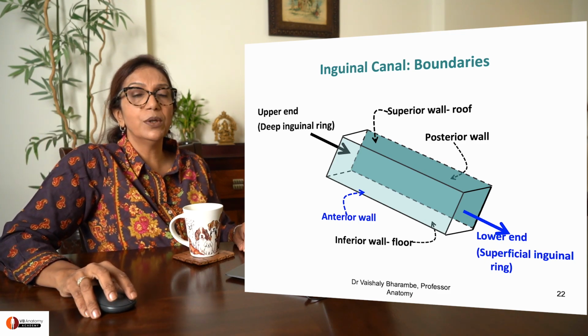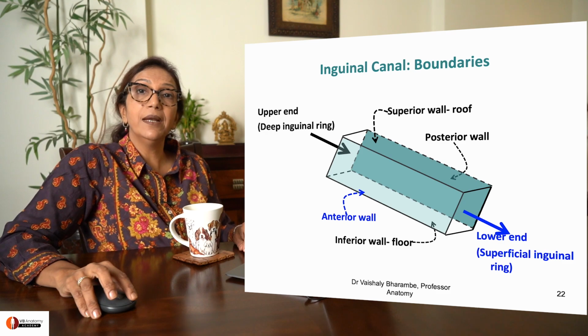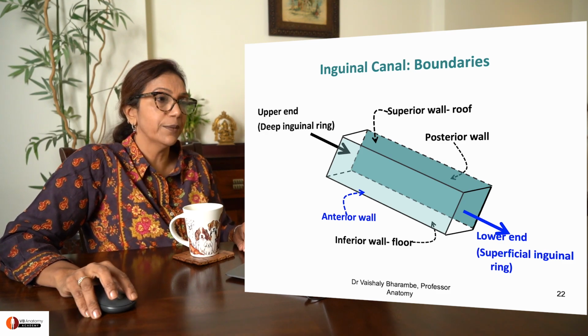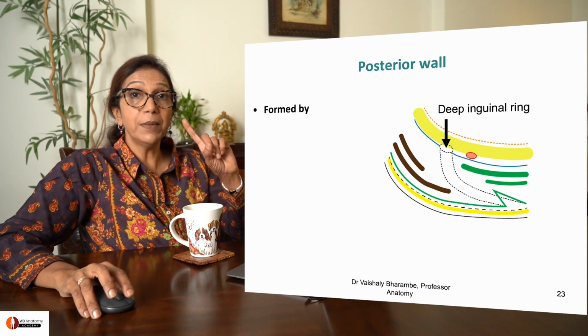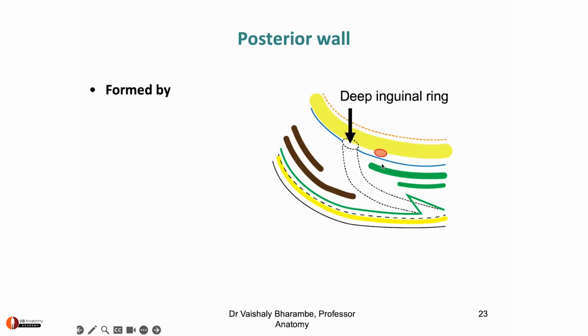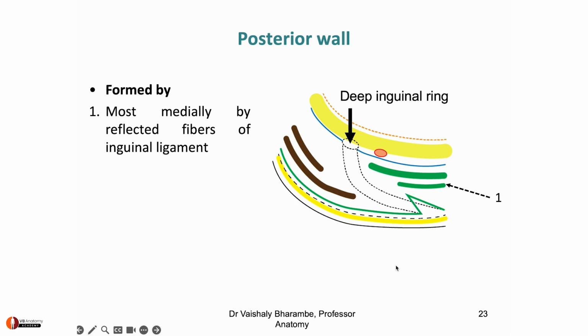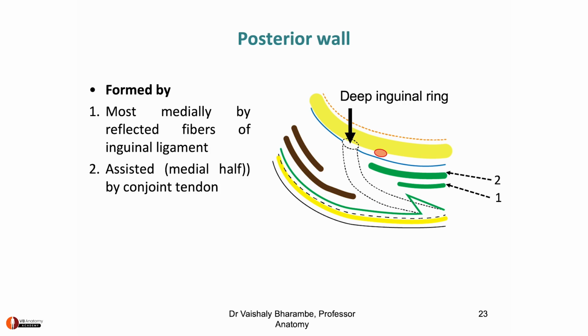Let's now talk about the posterior wall and upper end, the deep inguinal ring. Okay, so same diagram. Here you are seeing again, this is the deep inguinal ring, this is the superficial inguinal ring, and in between them is the inguinal canal. The posterior wall are all these structures. All these structures are posterior wall. What are they? Posterior wall is formed by reflected fibers of inguinal ligament, conjoint tendon.